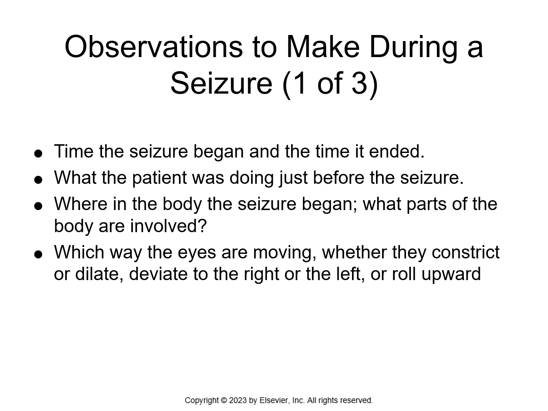I love that here at the bottom it says, which way are the eyes moving? Are they constricting? Are they dilating? Are they deviating right or left or upward? This is going to tell us what areas of the brain are where the seizure is taking place. So, if it's on one side of the brain, we could see eyes deviate in a different direction.